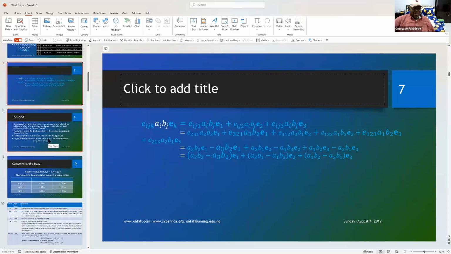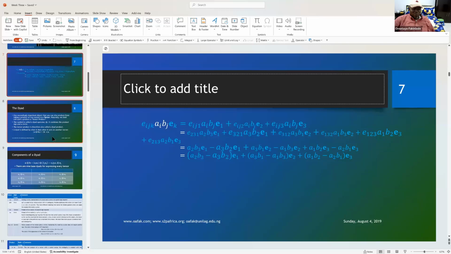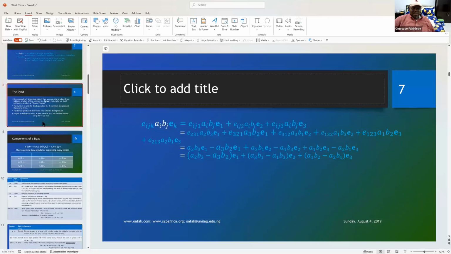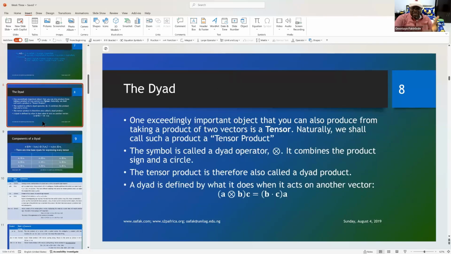And before we go on break, let me just introduce the dyad. We will talk more about it when we come back. Now, we've already looked at multiplication by scalar. We've already looked at scalar product, and we know the components of a dot product. We know the components of a cross product.